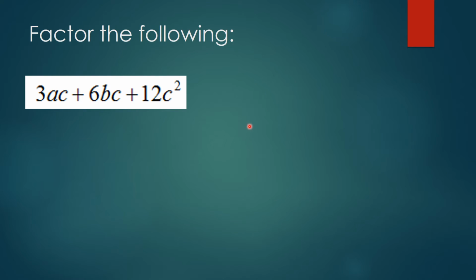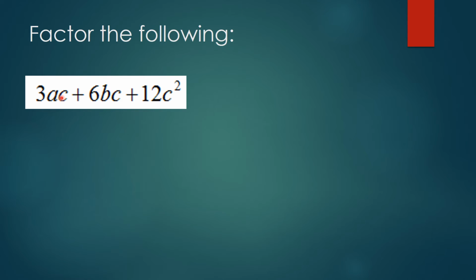We'll factor this following one. So you have a 3, you have a 6, and 12 as coefficients. So it looks like you can divide each of these terms by 3. You have an a in this term and a c. You have a b and a c, and you have a c. So it looks like c is in every single one of these terms. So it looks like you can factor out a 3 and a c. So you divide each of these terms.